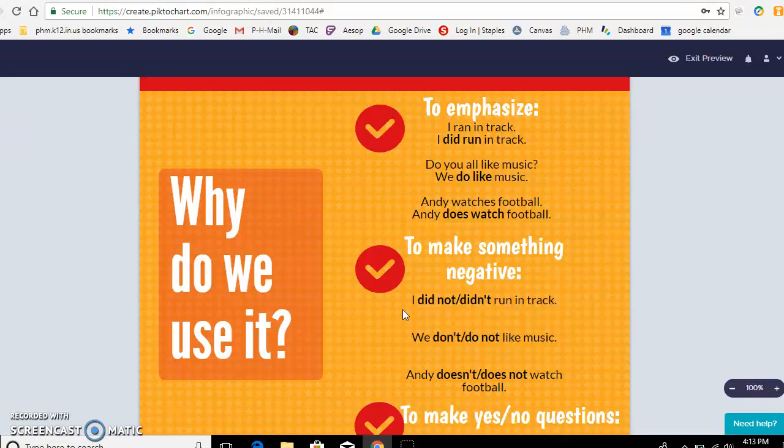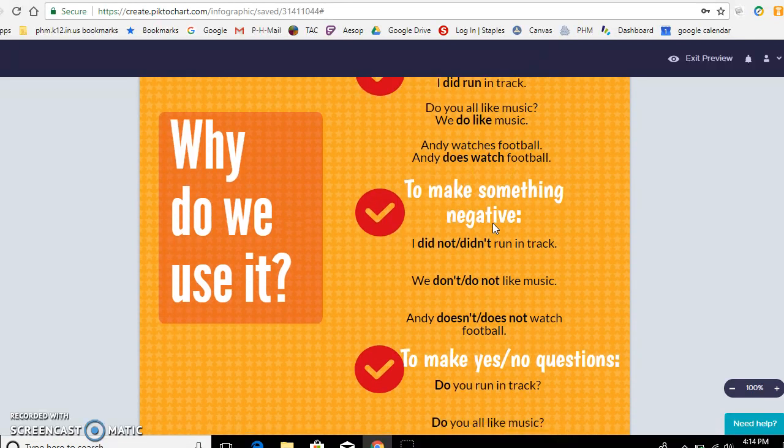And then I could move on to why we use do, or the forms of do. So the 3 main reasons why we use do are, first, to emphasize. For example, I ran in track is a perfectly grammatical sentence, but to say I did run in track, it emphasizes. Maybe someone told you, oh, she didn't run in track, but you'd say, I did run in track. Do you all like music? We do like music, as opposed to just, yeah, we like music. Andy watches football versus Andy does watch football. So it emphasizes the verb in the phrase.